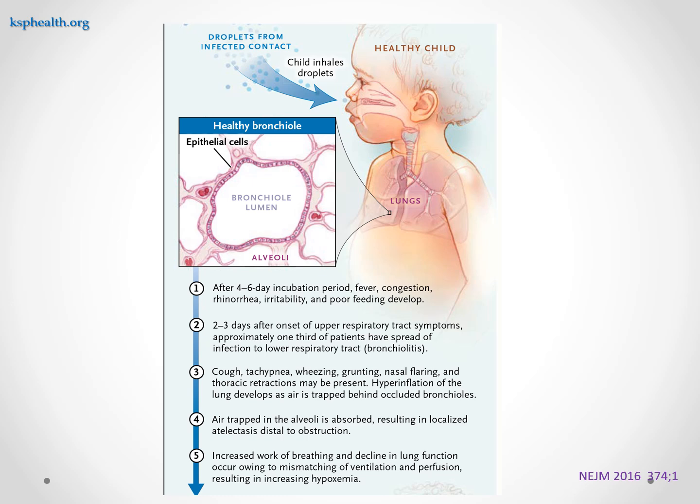Hyperinflation of the lungs develops because of air trapping and the occlusion of bronchioles. Air trapped in alveoli is absorbed, resulting in localized atelectasis distal to the obstruction. It causes increased work of breathing, a decline in lung function, and also mismatching of ventilation and perfusion, resulting in hypoxemia.